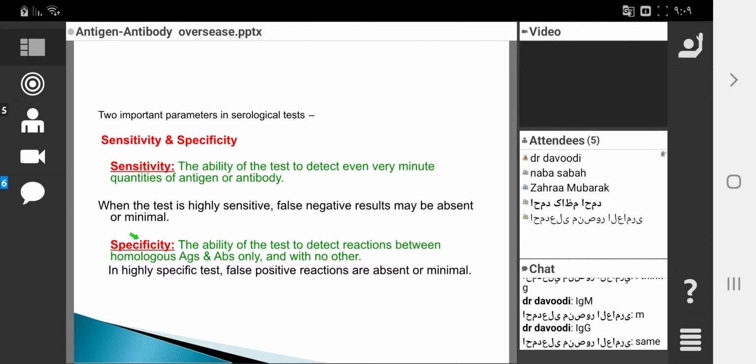So in a test with high specificity, false positive reactions or false positive results are absent or minimal. So we must use a test with high sensitivity and high specificity. High sensitivity and high specificity. Any question?